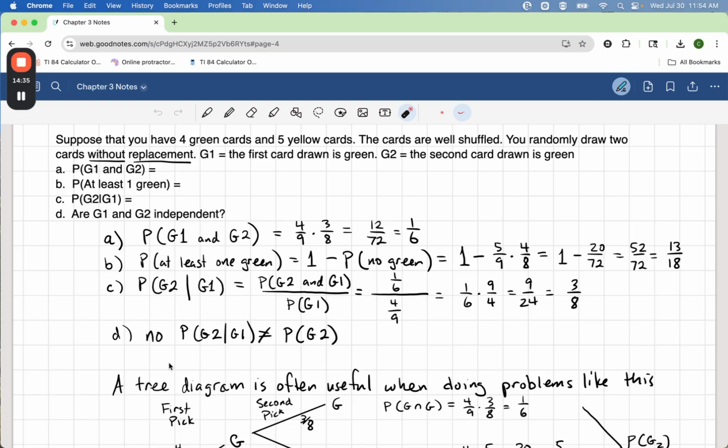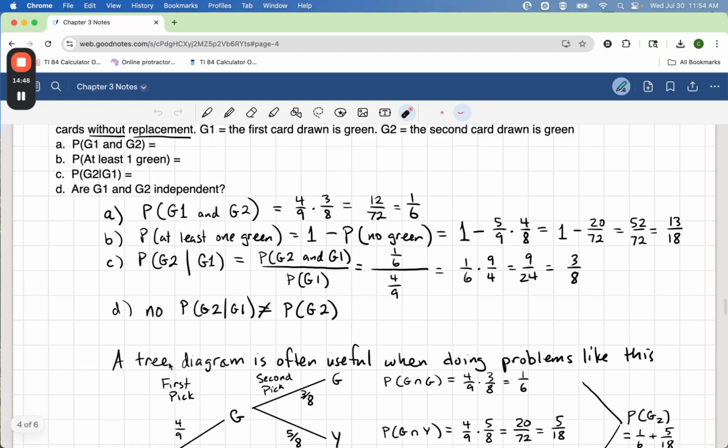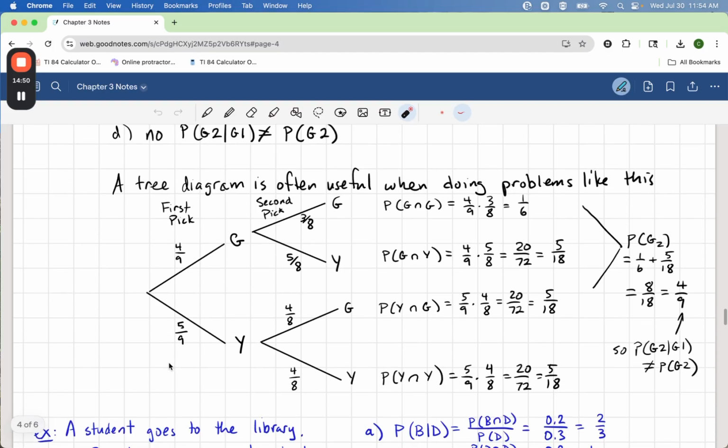All right. So they are not independent because the probability of G2 given G1 does not equal the probability of G2. It looks like they are, but they're not. Let's describe why with this tree diagram.